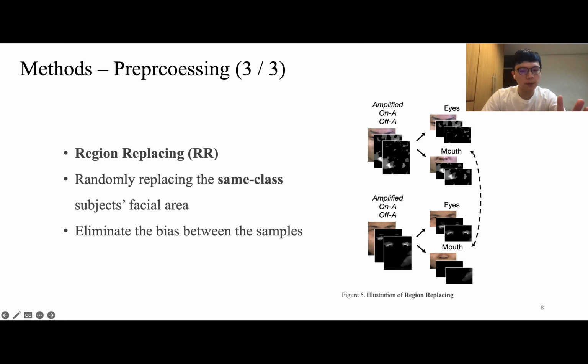When the first one is replaced by another one, that doesn't mean the other one should be replaced by this one. But here we just show exchanging for easy understanding. So what region replacing does is exchange, for example, their mouth areas, as in this animation. One advantage of using region replacing is that it can eliminate the bias between the samples.